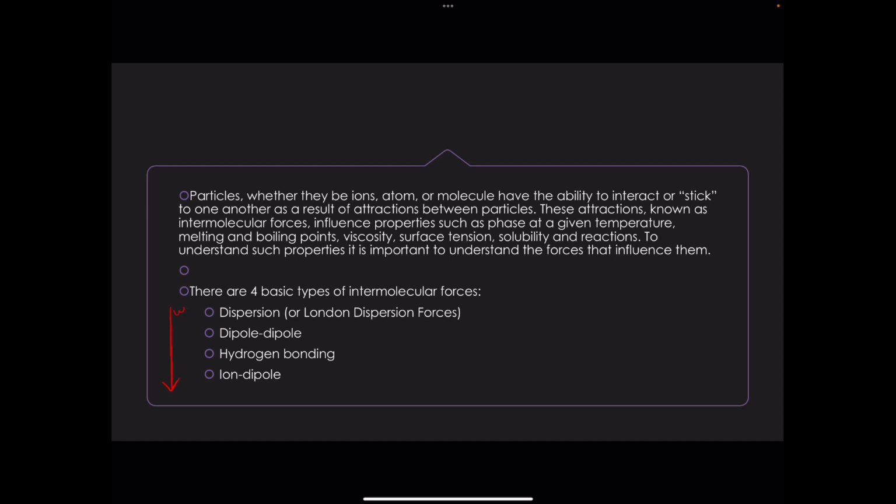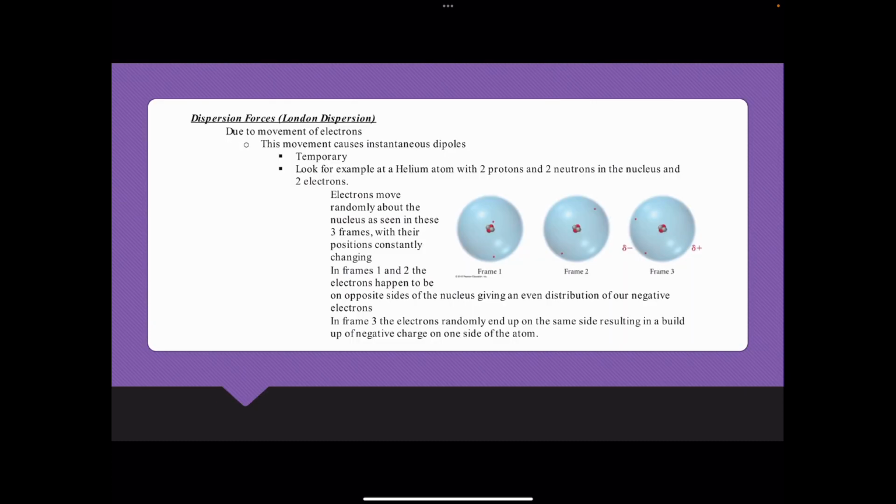The top we have our weakest forces. Ion dipole are going to be our strongest forces. Now that's relative because we can have substances that have only dispersion forces that are very, very strong, that might be stronger than some cases of hydrogen bonding. So it's really all going to depend on the molecules and the amount of attraction going on. But we're going to start off by taking a look at our dispersion forces.